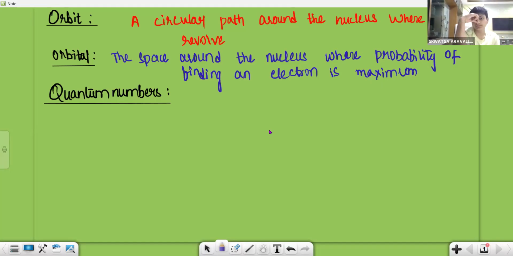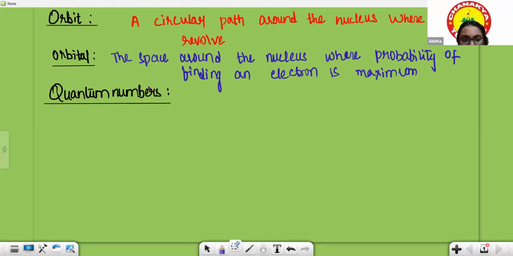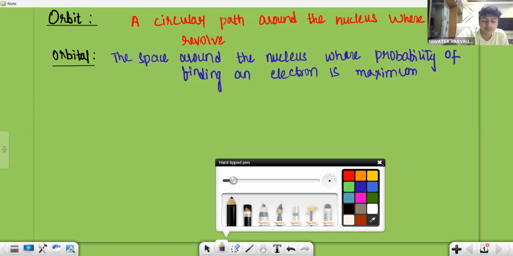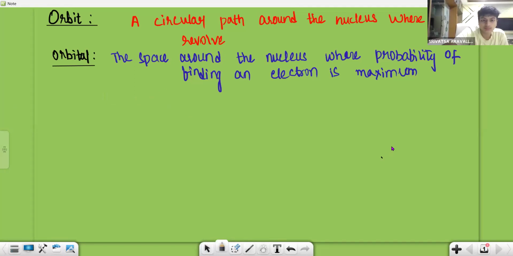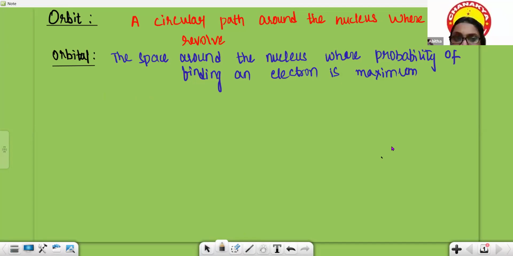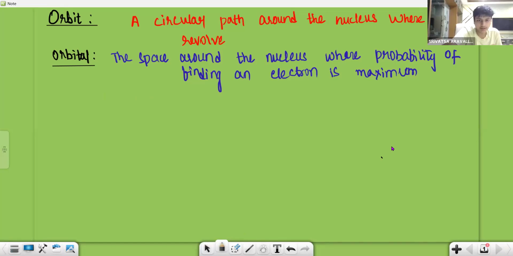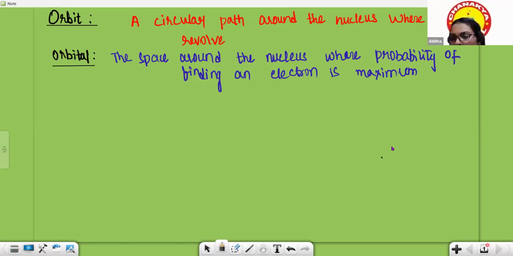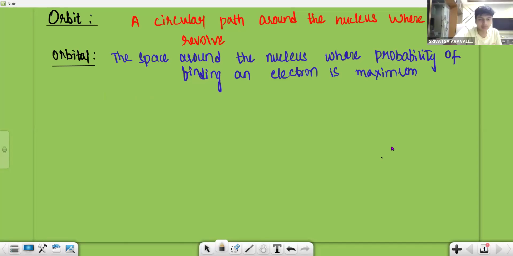Before learning about the quantum numbers, I think it's better you learn about an orbital and its types. So can you please read the definitions? What is an orbit and what is an orbital? Go ahead. Orbit is a circular path around the nucleus where electrons revolve. Orbital is the space around the nucleus where the probability of finding an electron is maximum.